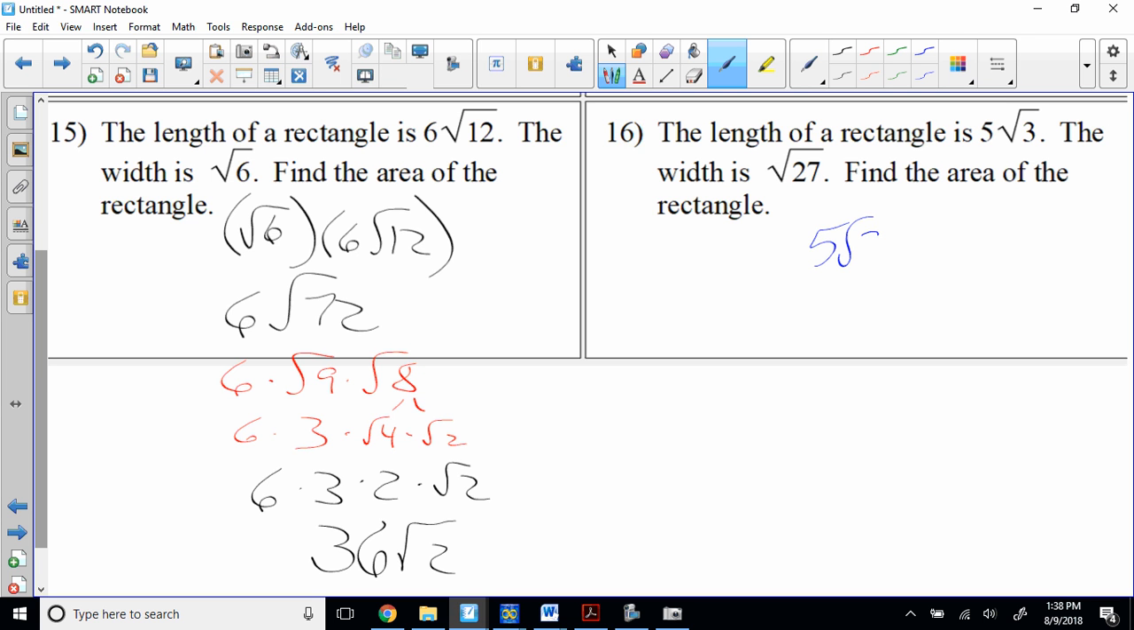So 5 square roots of 3, square root 27, right? All right, length of rectangle is that. Width is square root 27. Find the area. Bada bing, bada boom. That's 5 times 1, right? You say, Palmer, how you know that's 1? Because anything outside the radical that's not there is just like a coefficient of a variable. It's a 1. What's 3 times 27? Man, that is a perfect square.